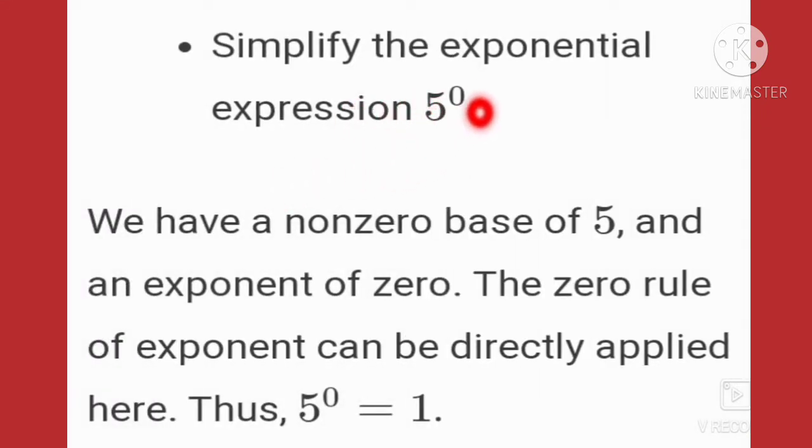Simplify the exponential expression 5 to the power 0. Any number raised to 0 gives 1. We have a non-zero base of 5 and an exponent of 0. The zero rule of exponent can be directly applied here. Thus, 5 to the power 0 is equal to 1.